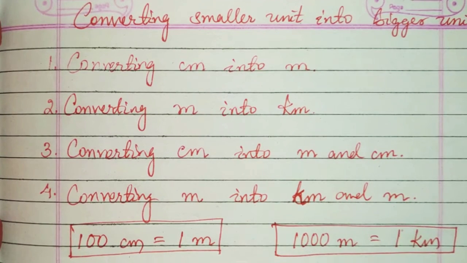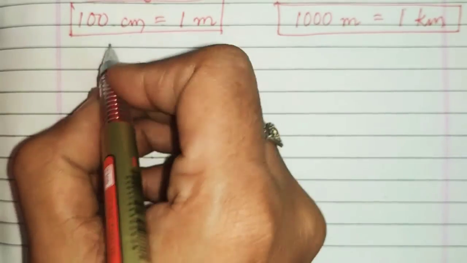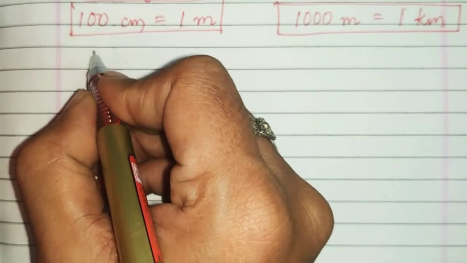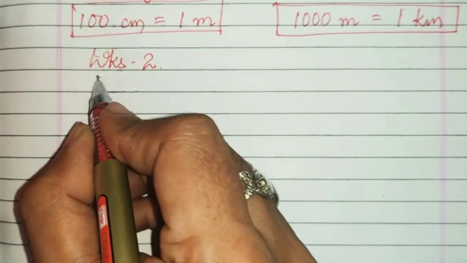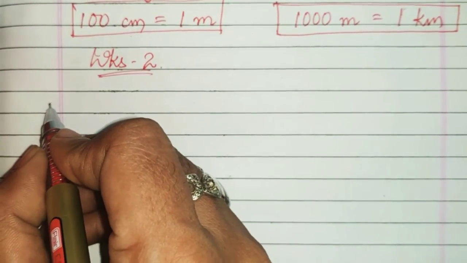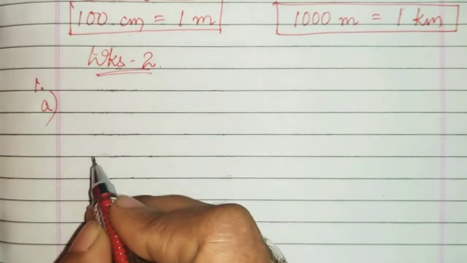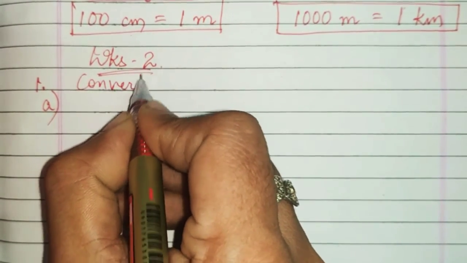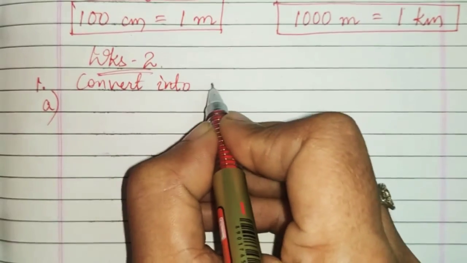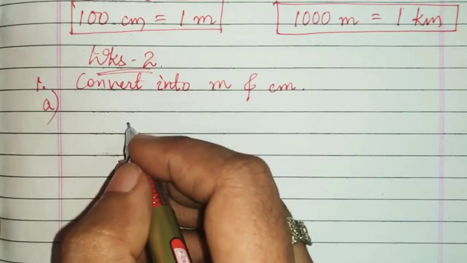And then we will be continuing the video. So we'll be seeing some examples. Let's go for the worksheet directly, and there we will find some examples. I'll solve it. Let's do this first. Convert number 1, A, that is convert into meters and centimeters. Now let's see how to do it.